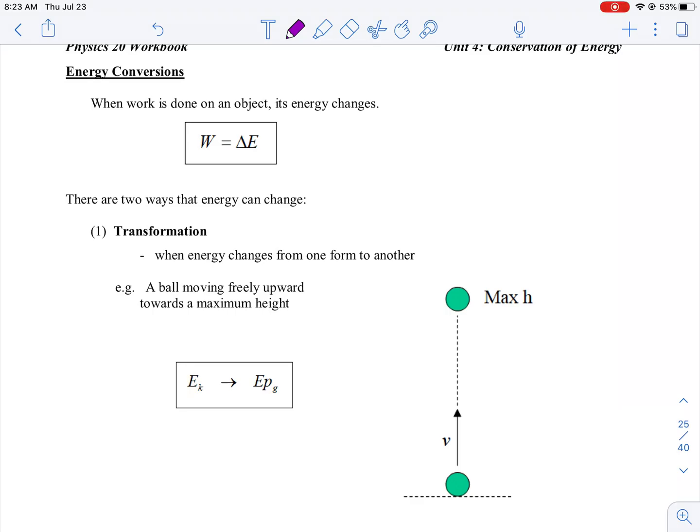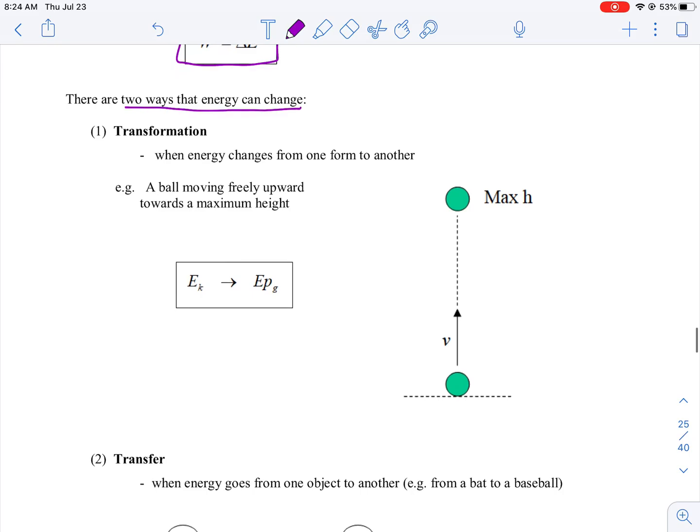Okay, let's take on the second part of this lesson. It's very conceptual. We're going to take on something called energy conversions, or the changes in energy. And from this formula here, work is equal to change in energy, you can see that if work is done on an object, its energy is going to change in some way. And there's really two different ways that energy can actually change. The first one, the word we use, is a transformation, where it changes form from one form to another.